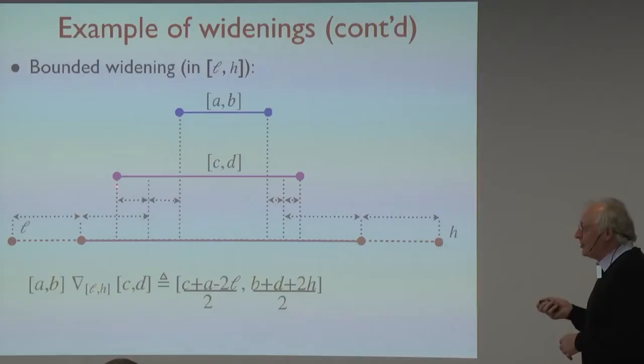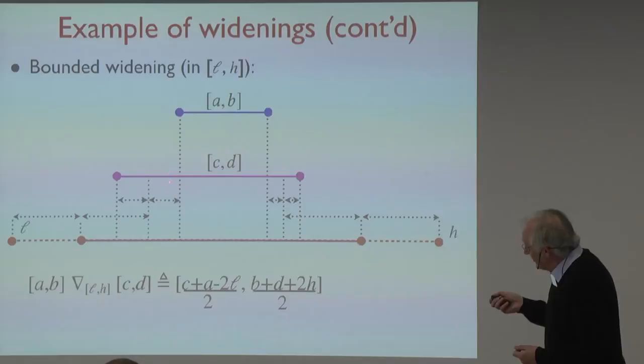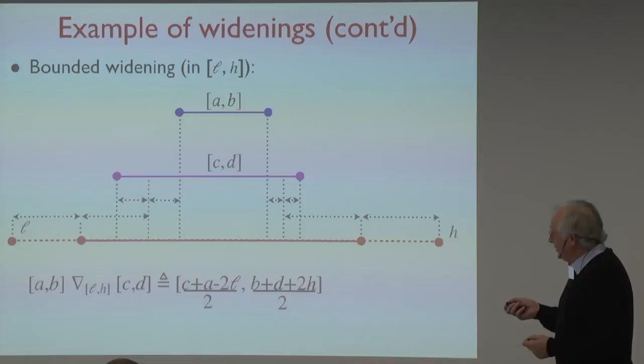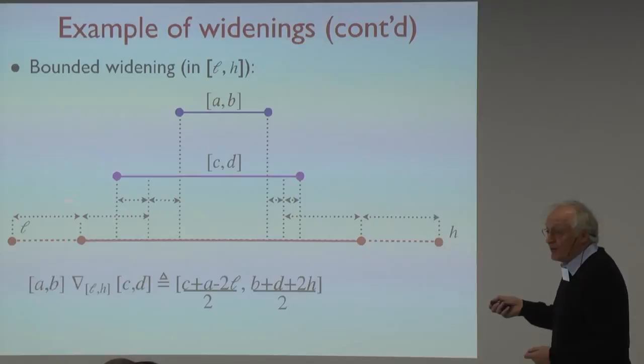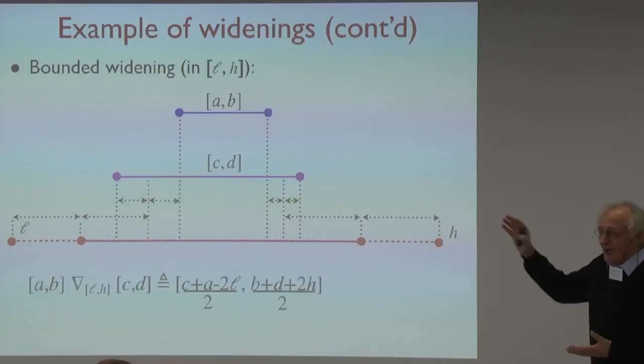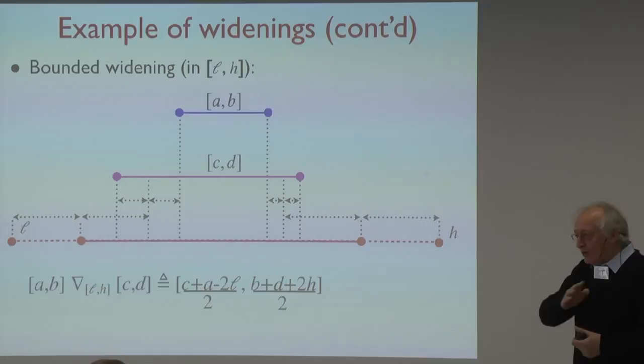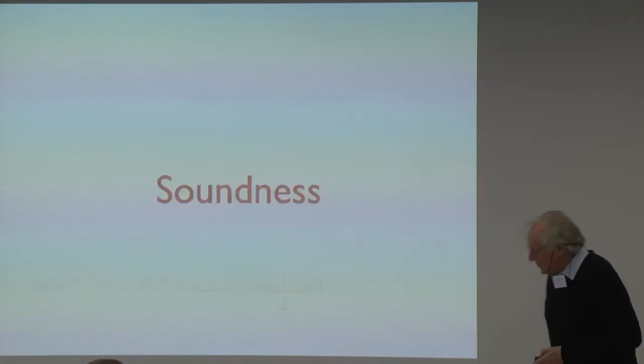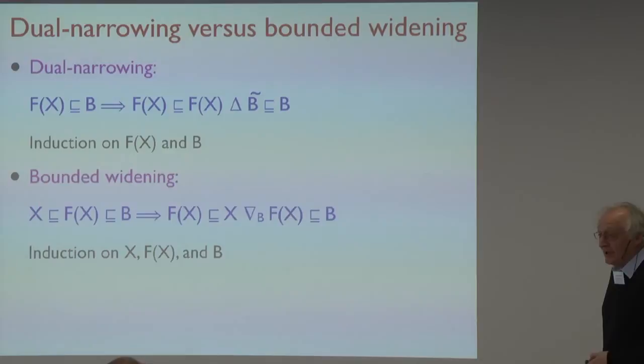It will be fast, excuse me, because I will have a little increment here, but a large increment here. If it grows fast, I will have a large increment here and a smaller one here. So it compensates more or less the speed of convergence with the objective, to try to find something that grows smoothly, in a sense. So that's it. When you have a dual narrowing, you can always do a bounded widening, and it can only be better.